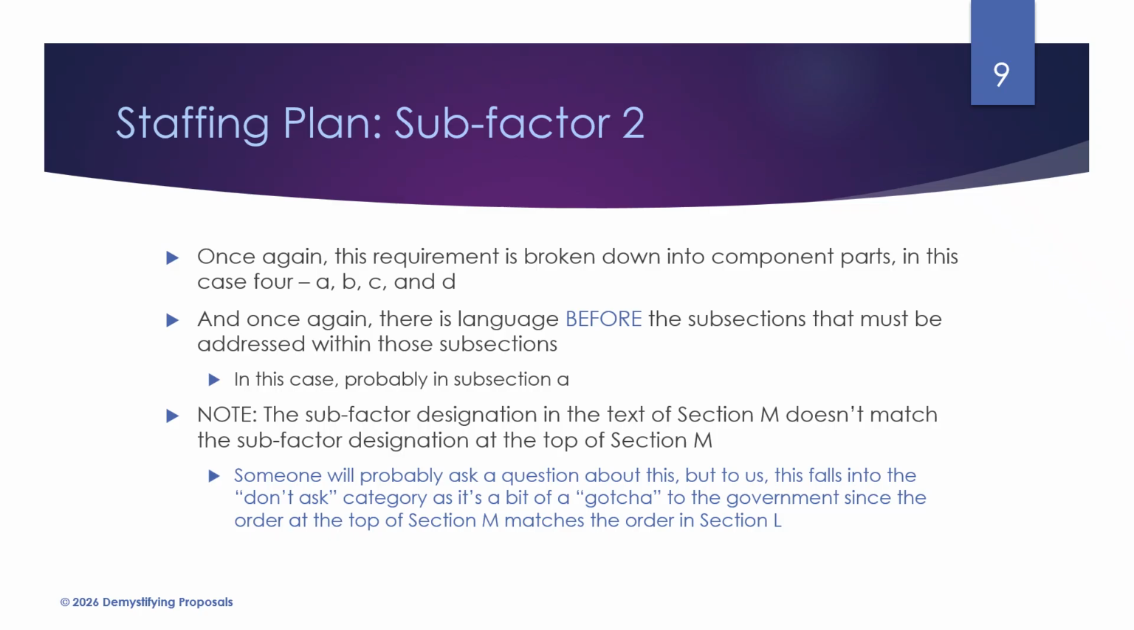So I said a lot of this on the previous slide. The requirement is broken down into 4 component parts, A, B, C, D. There is language before those subsections that has to be addressed in the subsections, and I would say it fits into subsection A. Note the subfactor designation in the text of section M doesn't match the subfactor designation at the top of section M. So there's a list at the beginning of section M of what your 5 subfactors are. And then there's the actual descriptions of what goes into each section and how they're going to be evaluated in section M. And it changes from subfactor 2 to subfactor 3 in that description. Somebody will probably ask a question about that, but to us, again, this is a bit of a gotcha. Since the order in the top of section M matches the order in the top of section L, I don't think I would ask a question about this, but if you want to, it's a question you can ask.